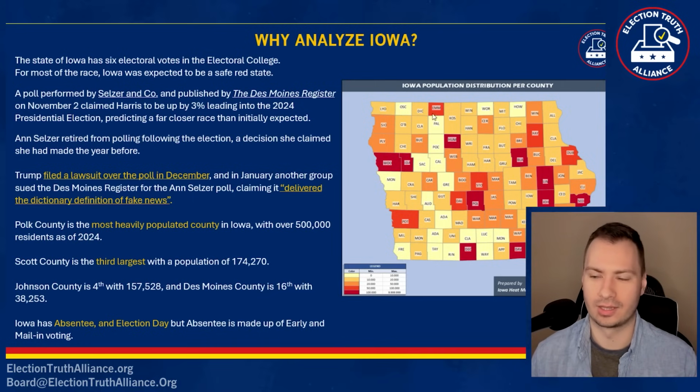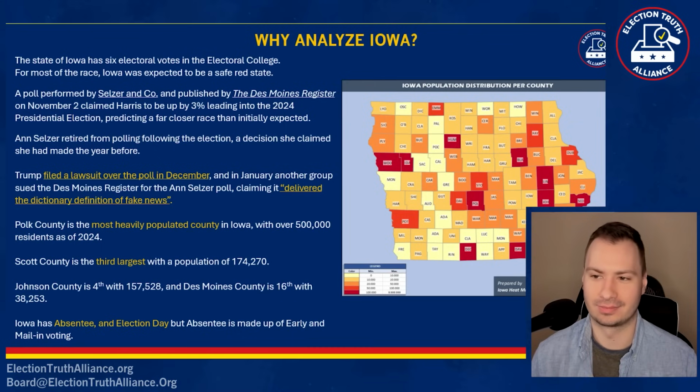But here's what's important. She was a well-known pollster, and she normally wasn't too far off the mark. And yet, for this election specifically, I think she was 16 points off from the actual results. And after the election, President Trump filed a lawsuit in December about her poll being fake news.